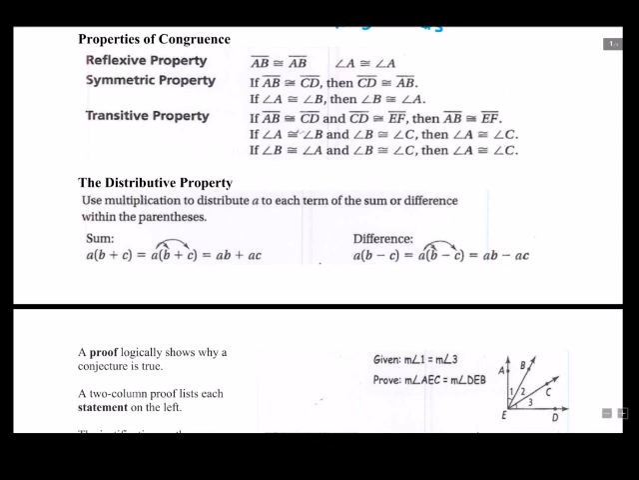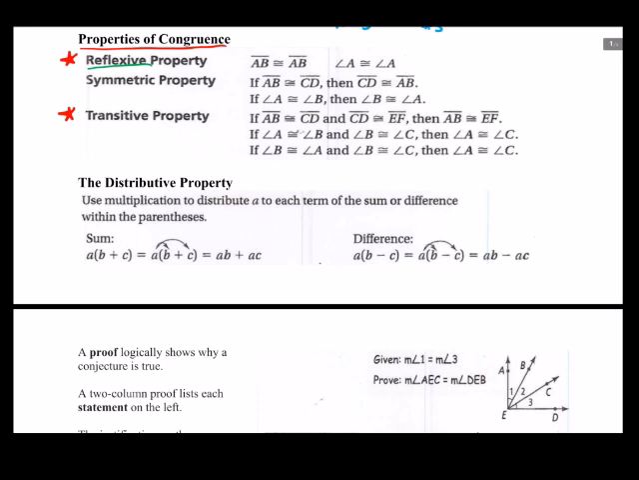The properties of congruence, these are big for us. This is kind of the geometry version of some of our properties of equality. And you will notice that once again, we have the reflexive property of congruence and the transitive property of congruence. The reflexive property of congruence says exactly the same thing, only this time we're not talking about lengths or measures, we're talking about figures, so segments and angles. Segment AB is congruent to segment AB. Angle A is congruent to angle A.